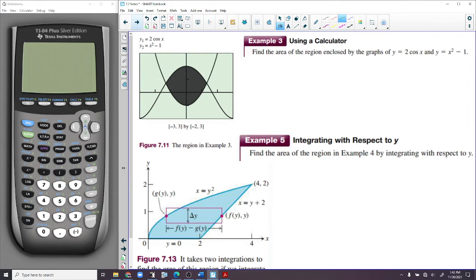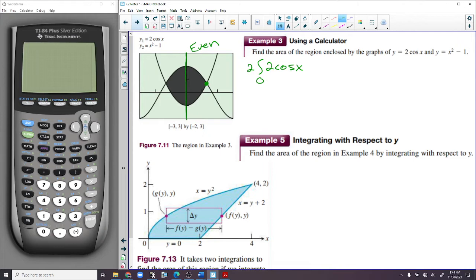Find the area of the region enclosed by the graphs of 2 cosine and x squared minus 1. Well, what I notice about this graph is it is symmetric over the y-axis. In other words, both of these are even functions. Now we're asked to use a calculator, so this wouldn't matter as much using a calculator, but if I were to do this by hand, I would do this. I would double, and I would go from 0 to the intersection point. Top minus bottom. Cosine is the top.